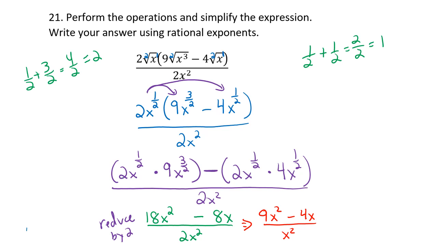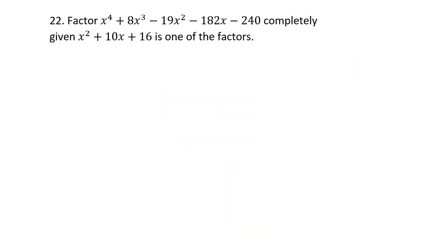But I'm still not done. All three of them share at least one x. So x squared means that there's actually 2 x's here. There's 2 x's here. So I can actually reduce each of these by a single x. So I can divide away an x in each location, giving me 9x minus 4 over x. And now it's simplified. Last problem of the study guide.